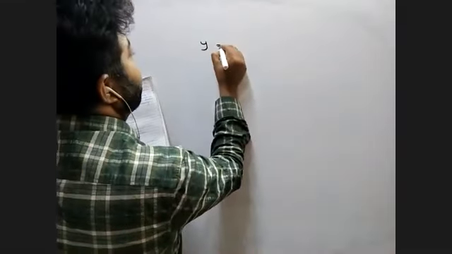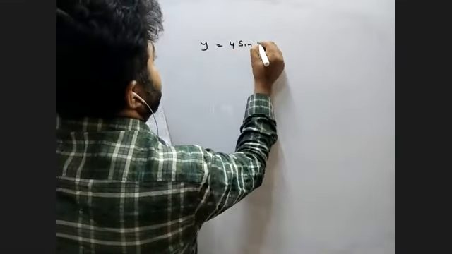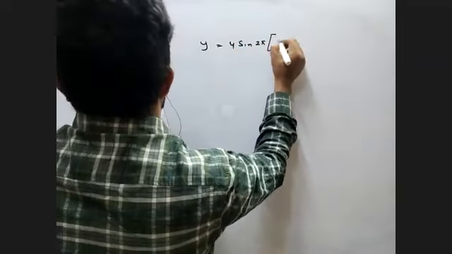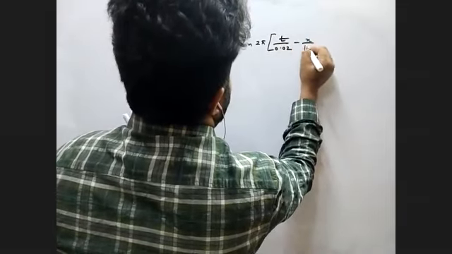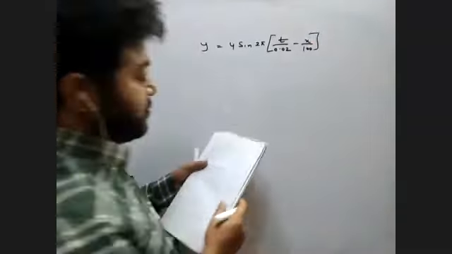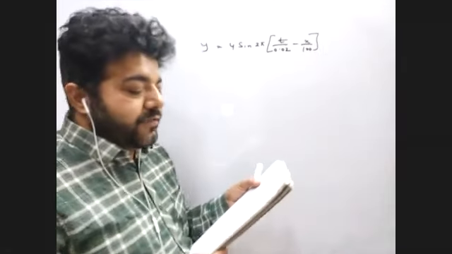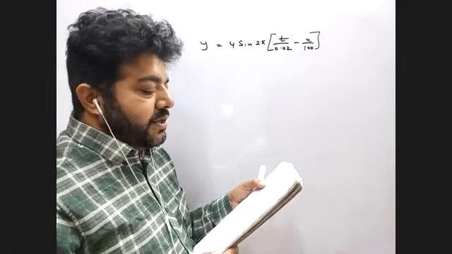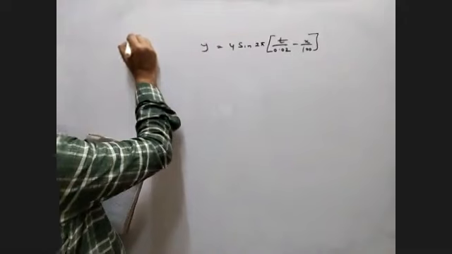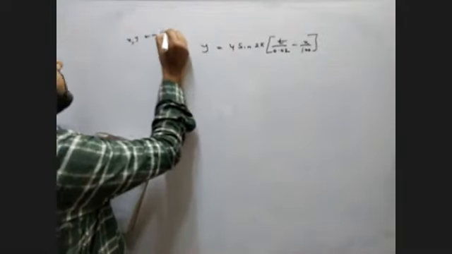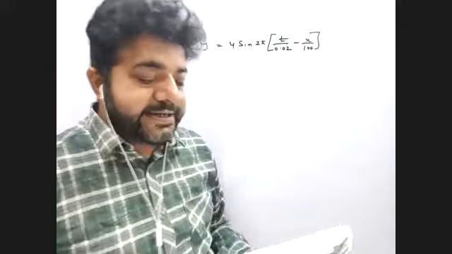So first of all, the first important question they ask you, like they can give you y equals 4 sine 2 pi (t upon 0.02 minus x upon 100). The question is that the equation for the displacement of a straight string is given by the above formula, where x and y are in centimeter, and t is in second.